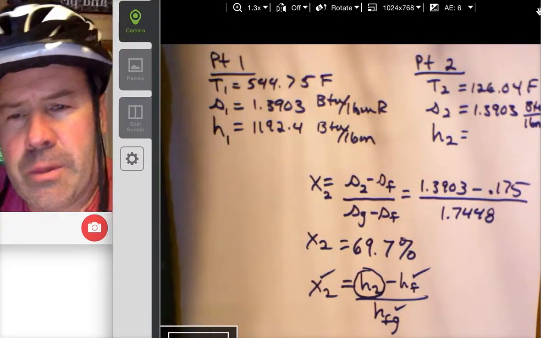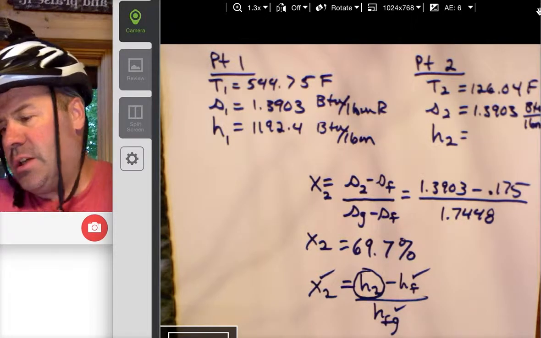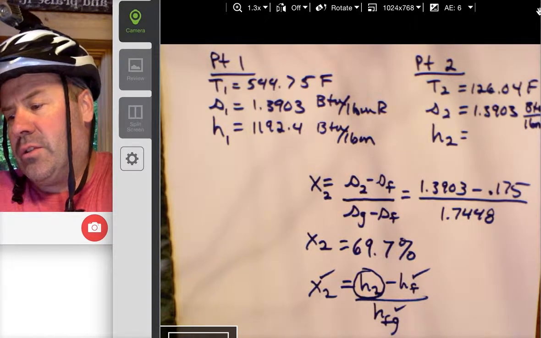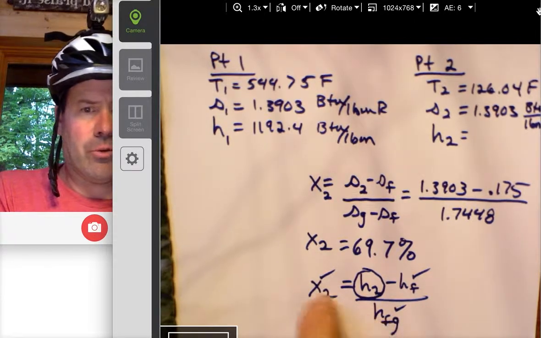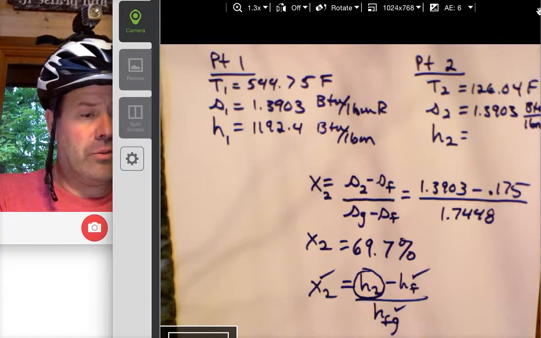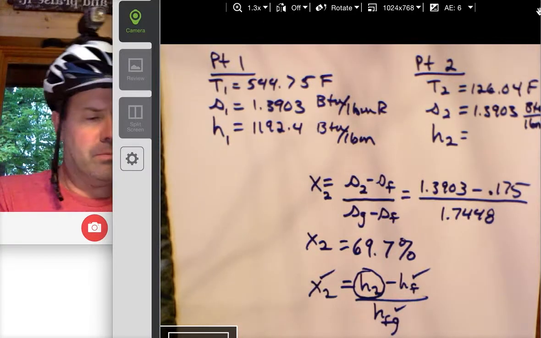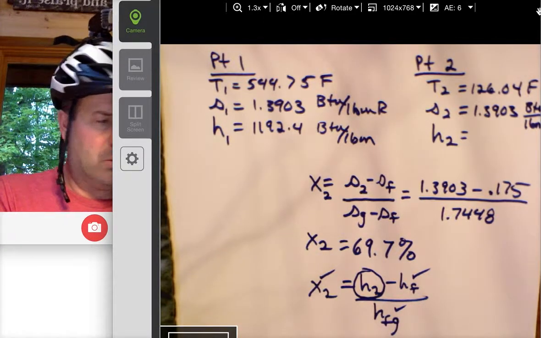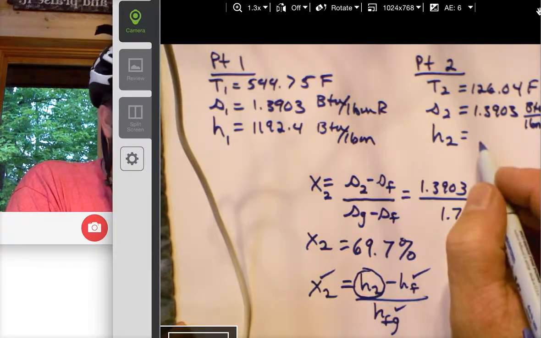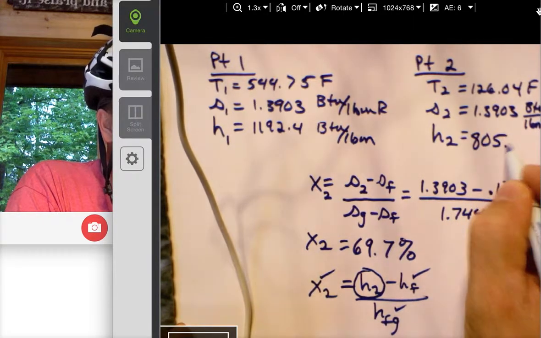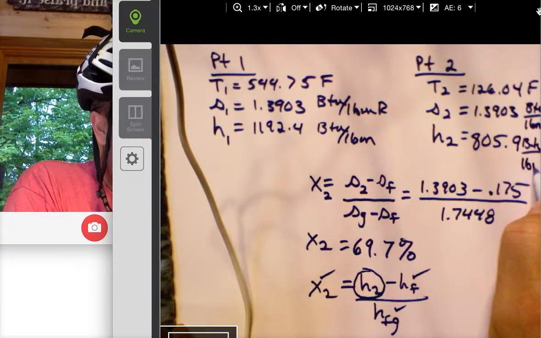And real quickly with my calculator, I'm going to take 69.7% times HFG, and HFG is 1022.1. I'm cross multiplying, plus HF, which is 94.02. So I'm bringing the HF to the other side of the equation, and I get H2 equals 805.9 BTUs per pound mass.